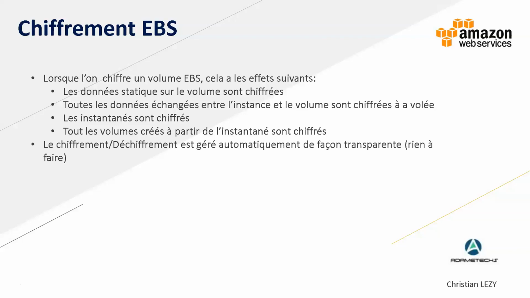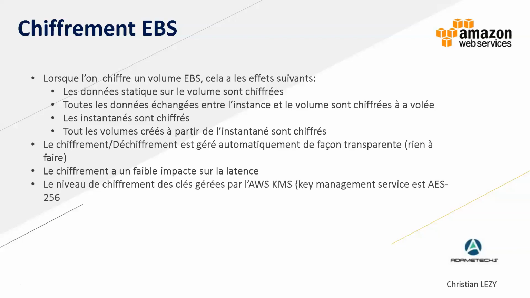Encryption or decryption is handled automatically and transparently. So there is nothing to do in the console since everything is done automatically with the AWS KMS. Encryption has a low impact on latency, so it doesn't hurt to enable it for your volumes. It has a very low impact on performance. The encryption level of the keys managed by the AWS KMS is AES 256. This is quite common and secure.